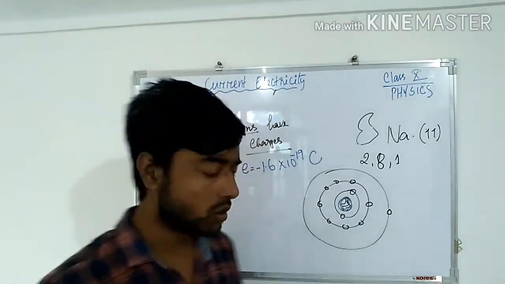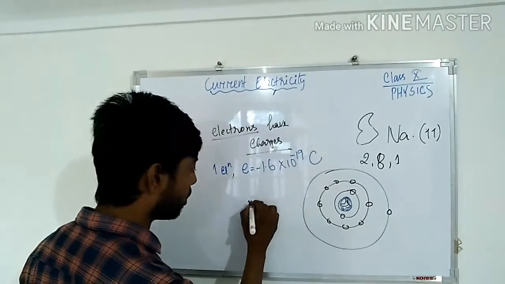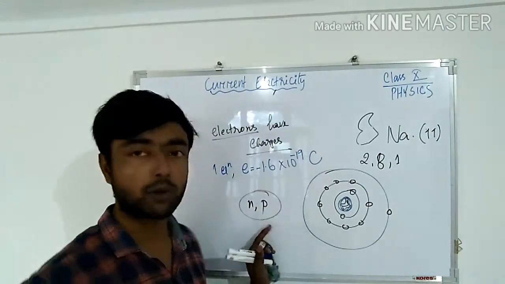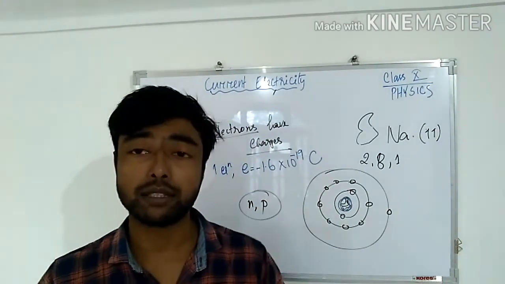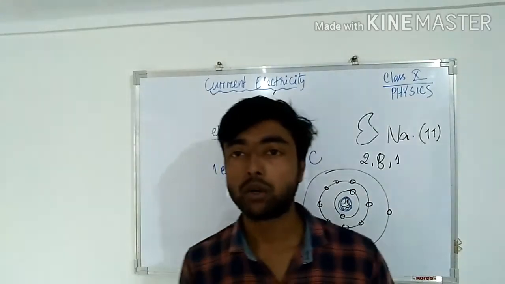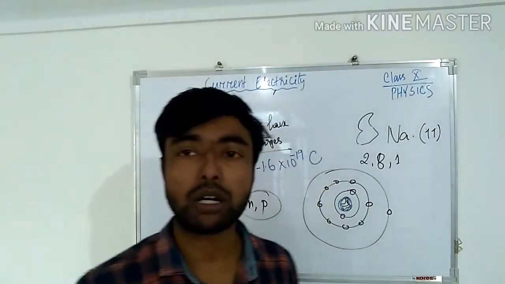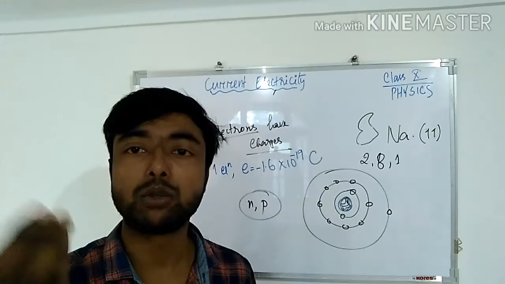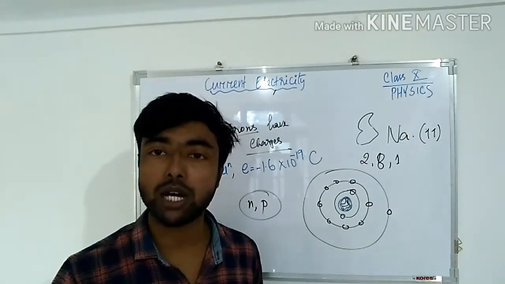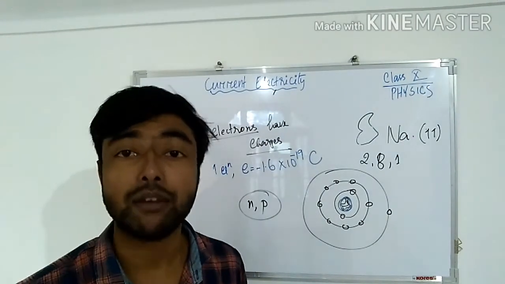Understood? So you see, there are neutrons and also protons. Neutrons and protons constitute the nucleus. One nucleus consists of neutrons and protons. As I just told, neutrons have no charge. We can say that protons are the ones having charges.